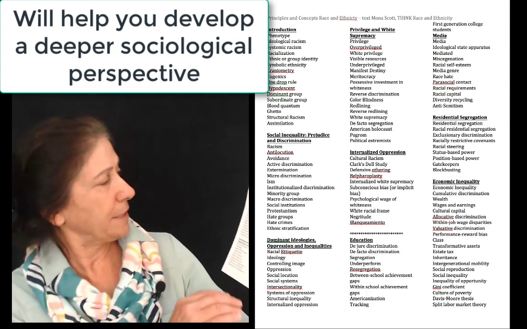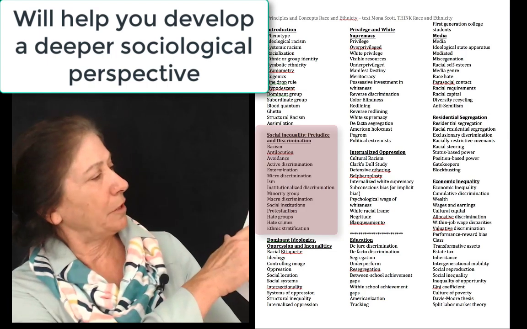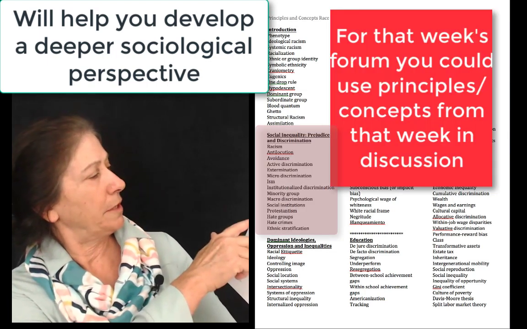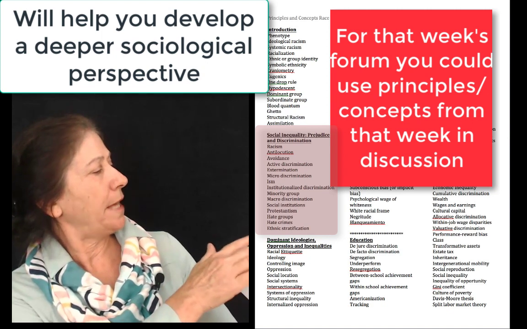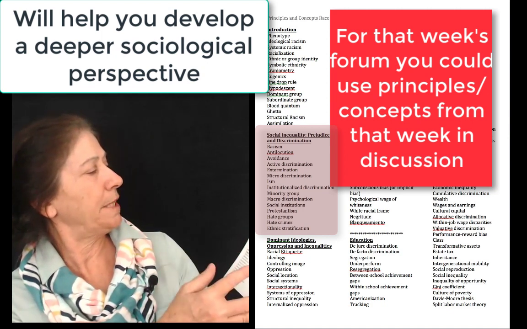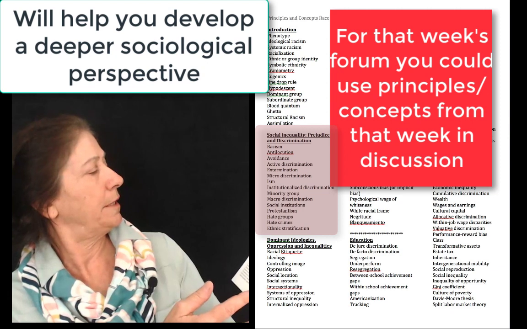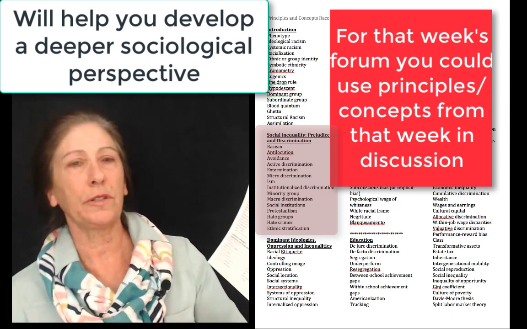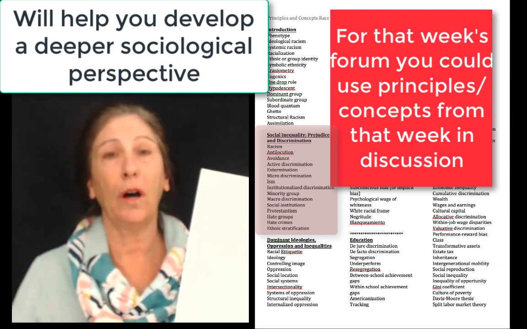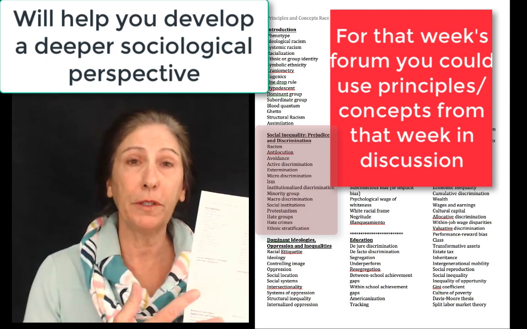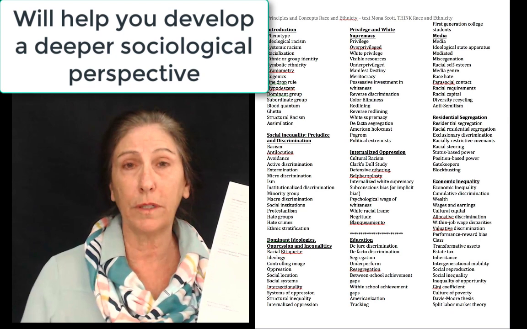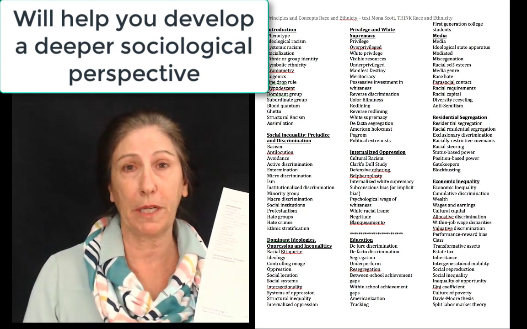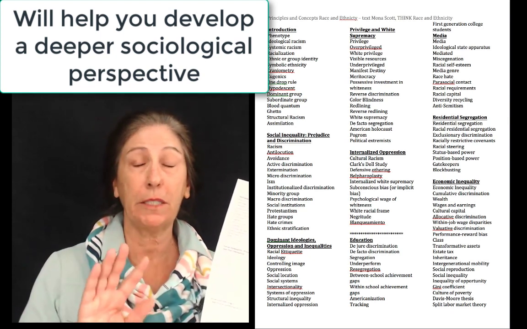And so, for example, Chapter 2 on social inequality: prejudice, and discrimination, racism, anti-collusion, avoidance, active discrimination, extermination, micro-discrimination, isms, institutional discrimination. Those are all terms that you're probably fairly familiar with, and it would strengthen your discussions in the forums if you could pull some of those principles and concepts in. So that's issue number one.